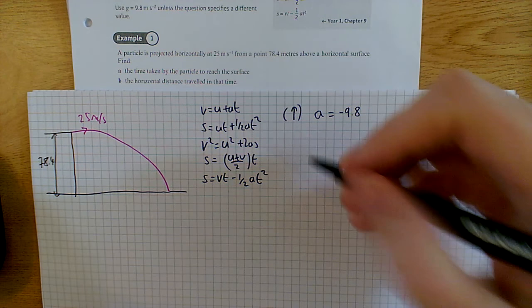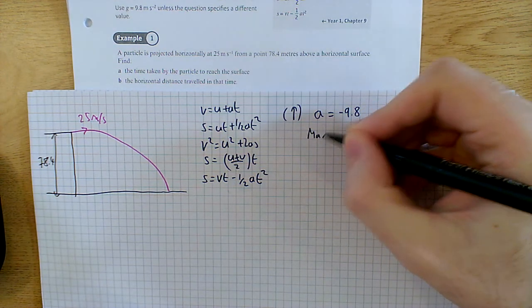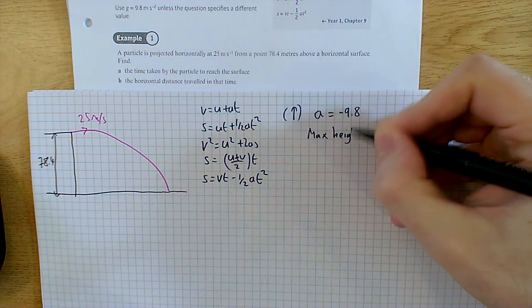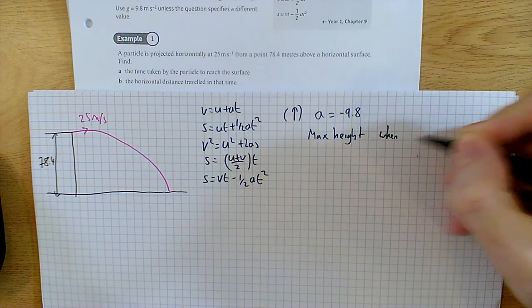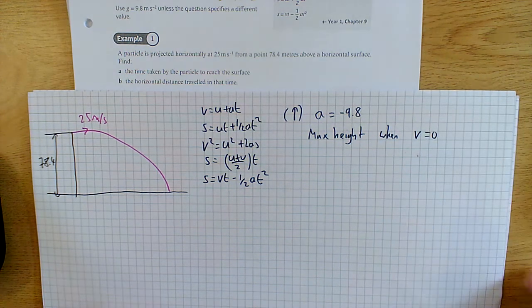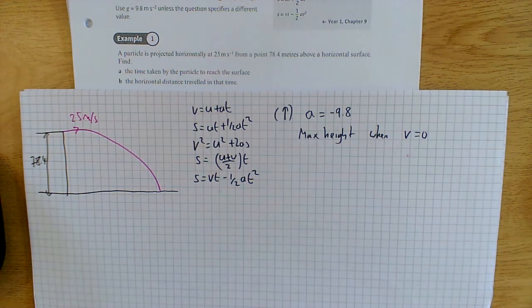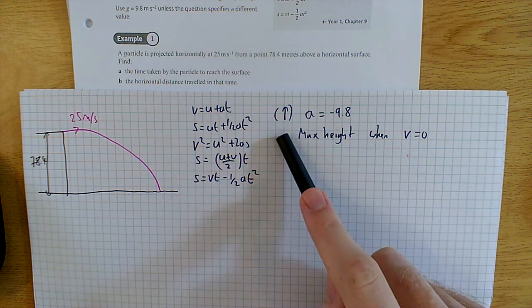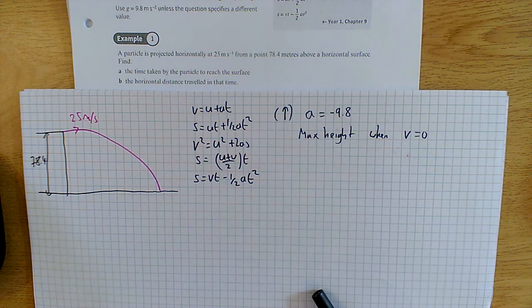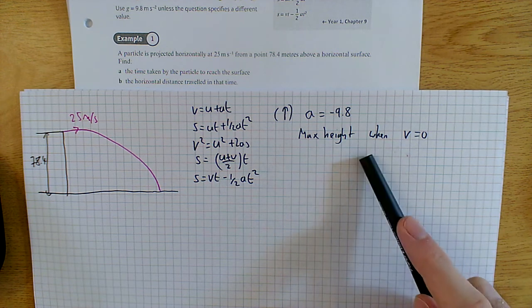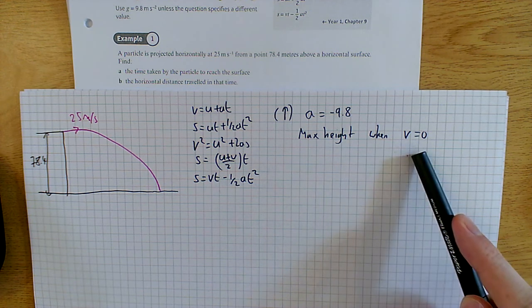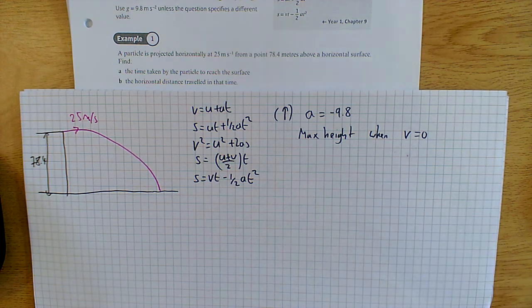We also have that the maximum height is when V is equal to 0. That comes from the fact that when we throw an object up into the air, it has a positive velocity while it's going up and then a negative velocity when it's coming down. So if we want to find the maximum height, we need to substitute V equals 0, because that will be the turning point for the motion.